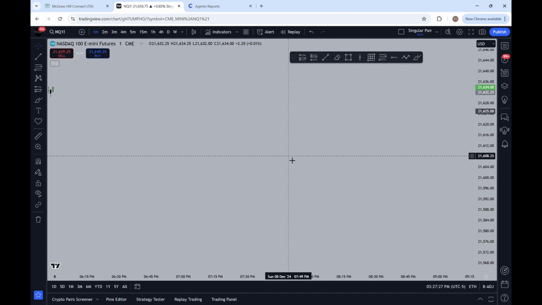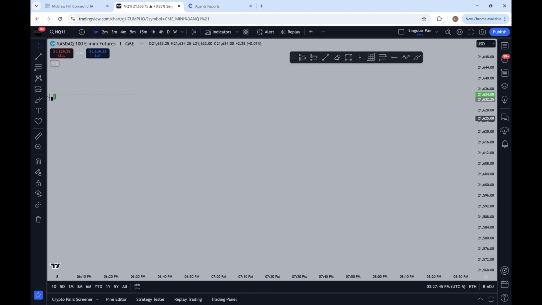Alright, so today I'm going to be talking about mitigation zones. Many of you do not know what a mitigation zone is, and I actually use them a lot in my trading. So, it's actually really simple.